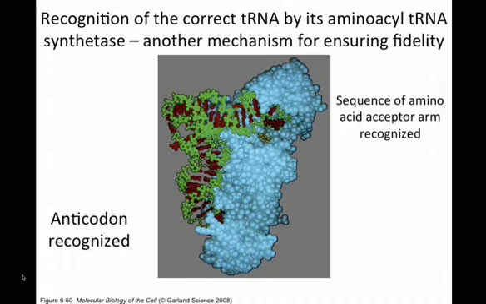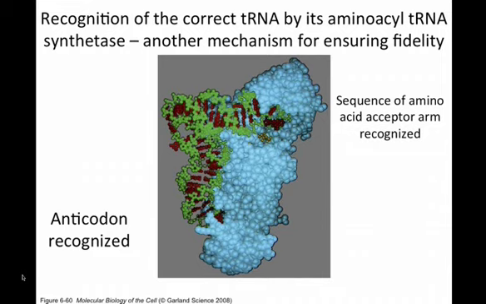So of course, the correct tRNA needs to be recognized. It's not only about the correct amino acid being recognized, but you also need to make sure the correct tRNA is recognized by the aminoacyl tRNA synthetase, right? Because there's one enzyme for each tRNA. And so there's actually a mechanism so that you get the amino acid acceptor arm being recognized up here.